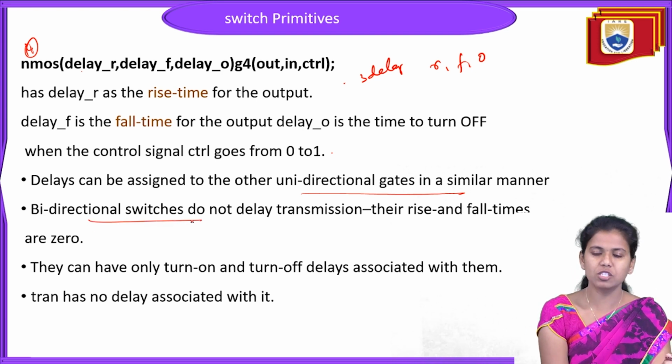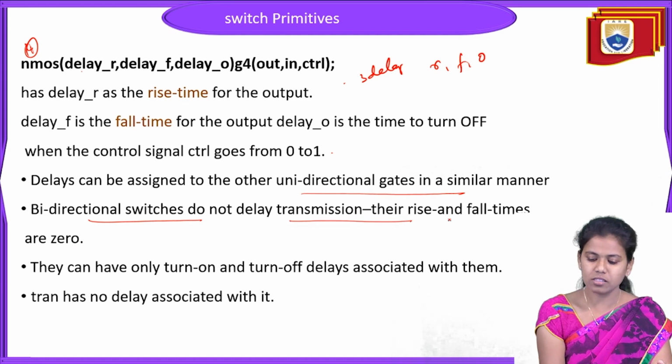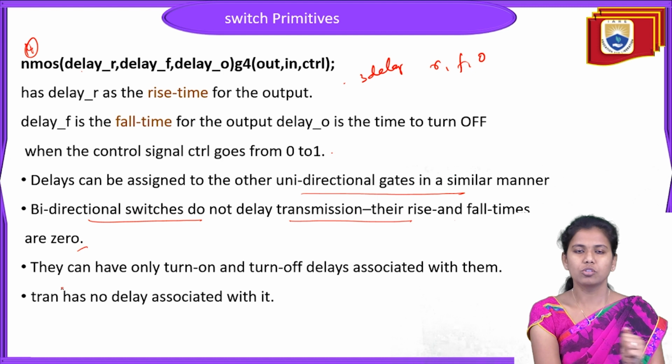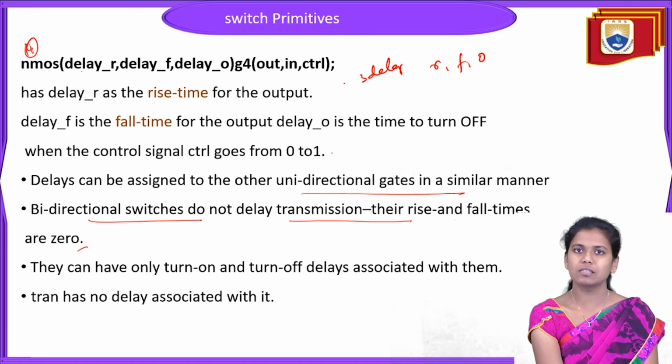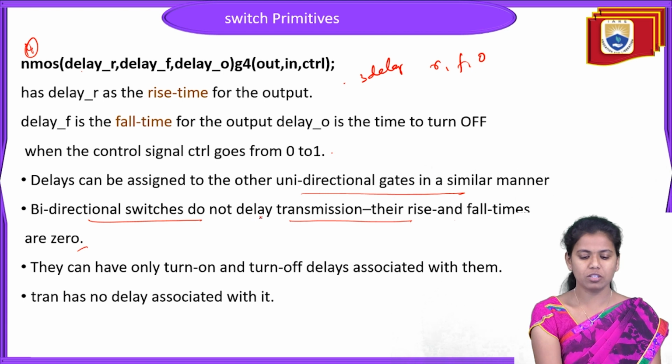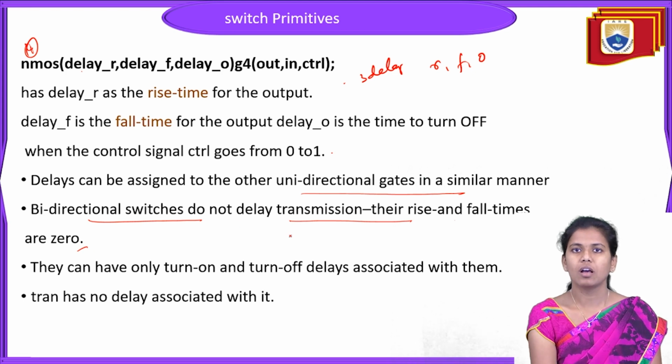And then the bidirectional switches do not delay transmission. Their rise and fall times are 0. Here, RNMOS, RPMOS, and RCMOS could be considered as bidirectional switches. These bidirectional switches do not delay transmission, that is, with respect to the rise time, fall time, and turn off time. So the bidirectional switches do not delay the time constraints.